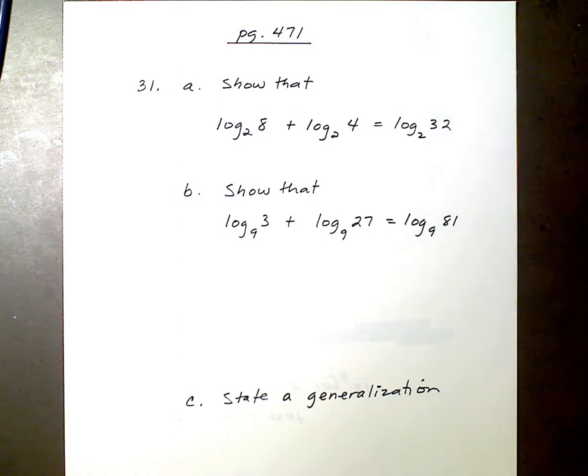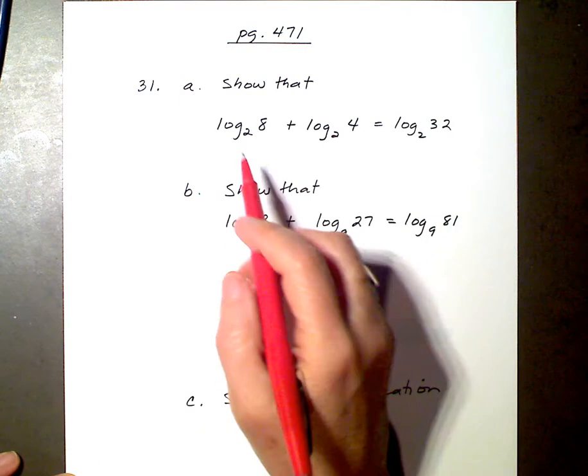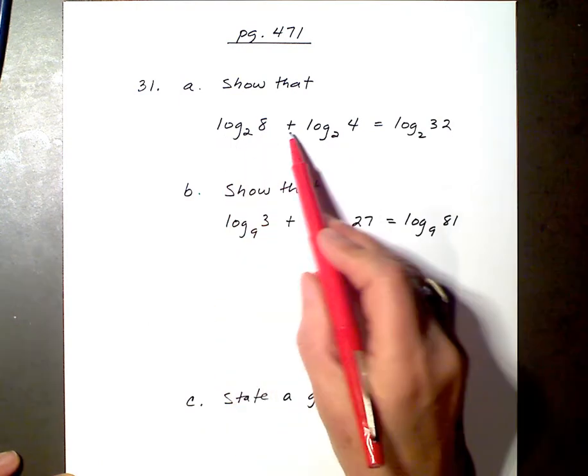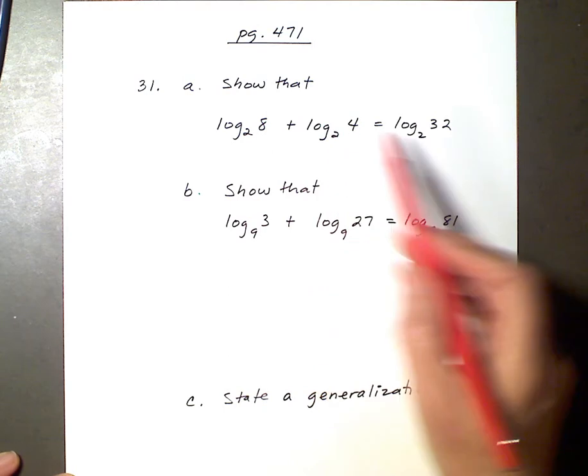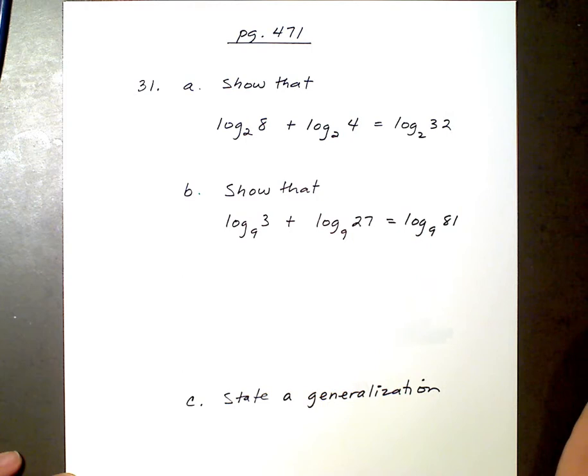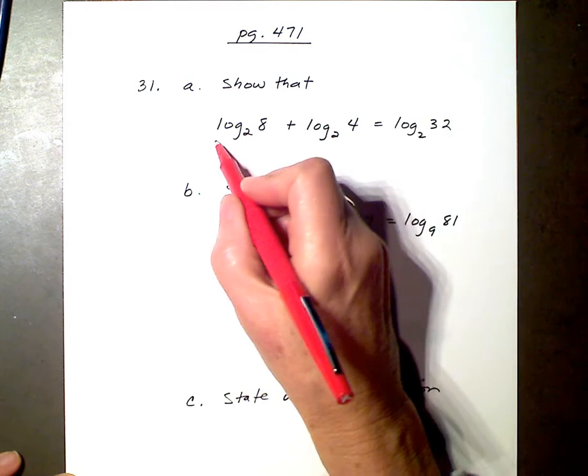This is number 31 on page 471, and there's three parts. First, in part A, we have to show that the exponent I raised 2 to get 8, when I add it with the exponent I raised 2 to get 4, I will get the exponent I raised 2 to get a 32. So this exponent is a 3, right?